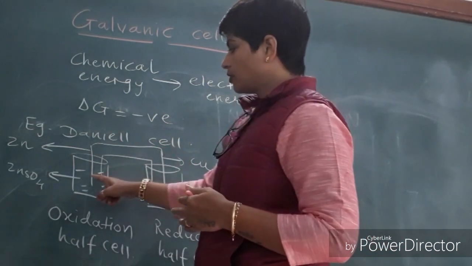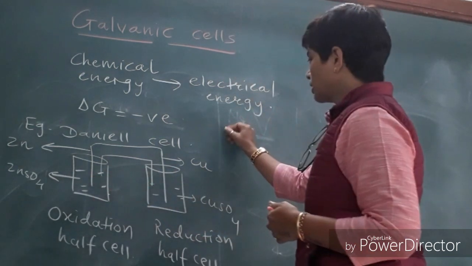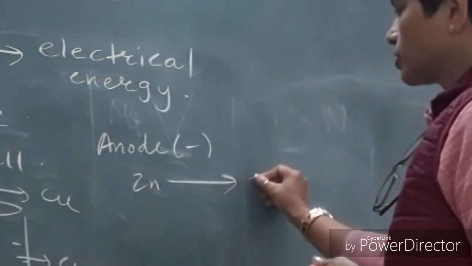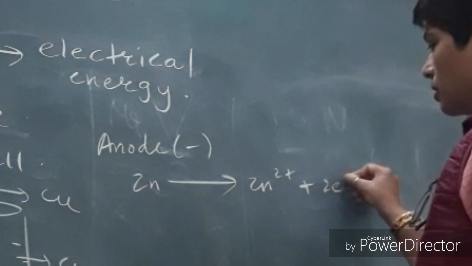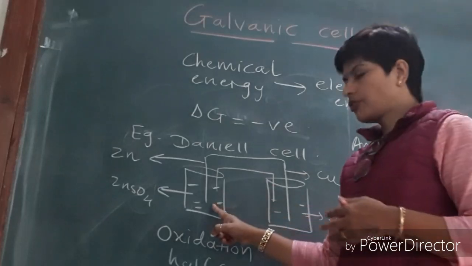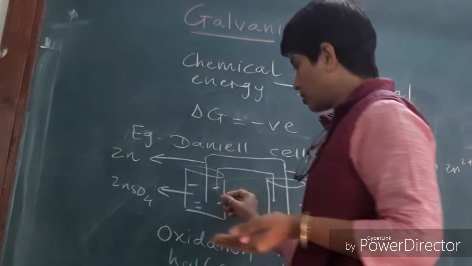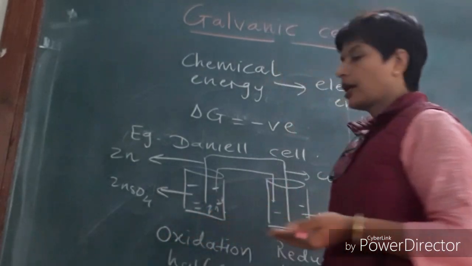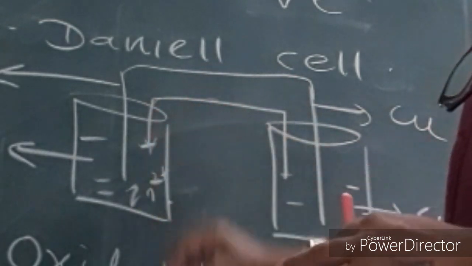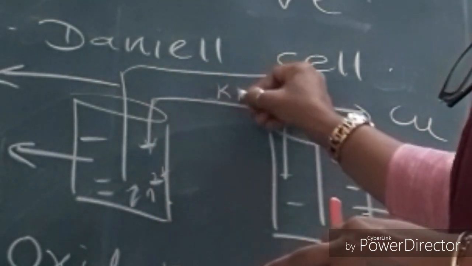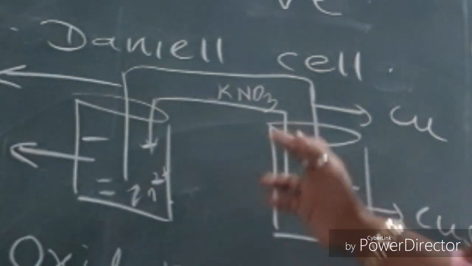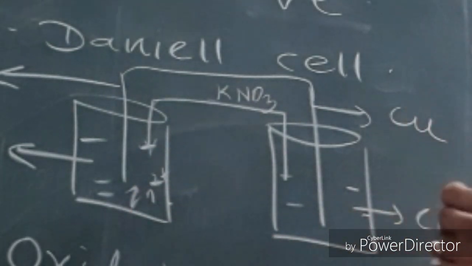When we do this, we know what happens here is that at anode, zinc releases electrons and zinc gets corroded or zinc gets oxidized. So the concentration of zinc ions starts increasing on the left hand side, and to neutralize this charge, the salt bridge is going to supply the counter ions. Let us say I have taken KNO3, so it will be the nitrate ions which will be traveling from the salt bridge, and they will neutralize the charge which is present on the zinc ions.